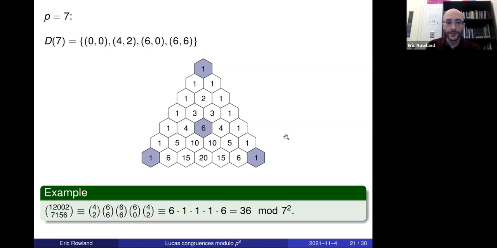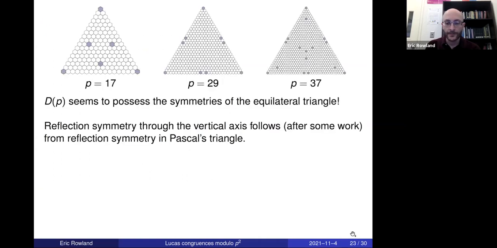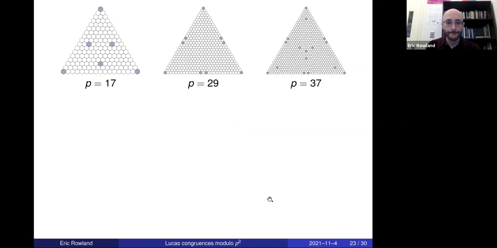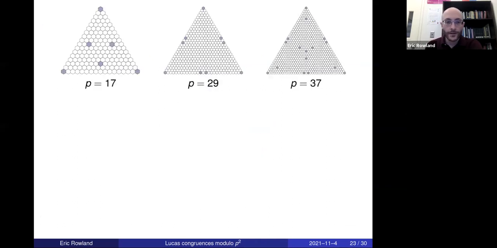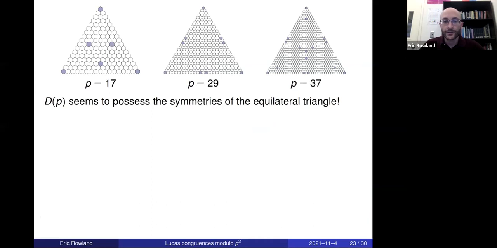Here are, let's see, what do I have next? P equals 11. Yeah, P equals 11 has a few more points. So there are 9 points in this set. And here's their distribution on the triangle. Here are some additional primes. And the thing that jumped out is that this set seems to possess the symmetries of the equilateral triangle.